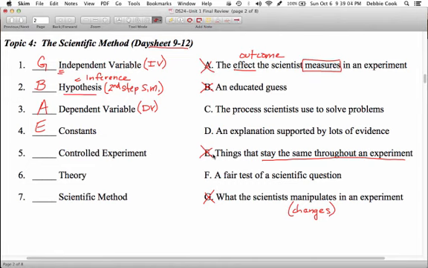Let's look at 5. 5 is asking, what is a controlled experiment? Now, a controlled experiment is an experiment that has all the parts of a good experiment. So I'm going to write that, all the parts of a good, and then we know that good also means the same thing as valid experiment. So let's see which one of those makes sense for us. So an explanation supported by lots of evidence doesn't sound right. A fair test of a scientific question, or the process scientists use to solve a problem. Well, F looks like the best thing for me because we're looking for a fair test, and our test is our experiment, so it's a type of experiment used to solve a scientific question. So we're going to go ahead and put F for number 5 and put an X through it so we know that we've already used it.